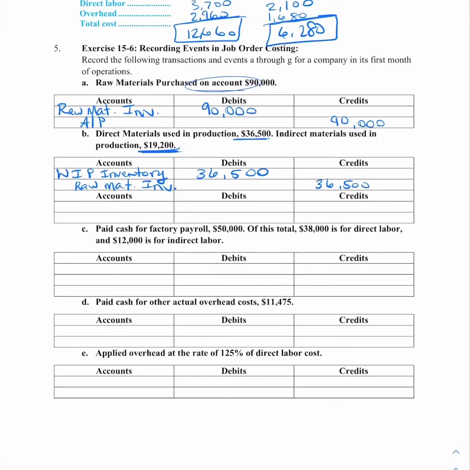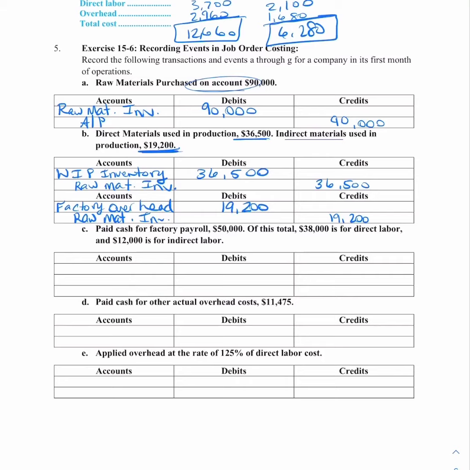Now the second piece is a little bit different. In this case, we have indirect materials, which are part of factory overhead. Unlike what we've seen with factory overhead up until this point, though, this is not an application. This is actual indirect materials used. So instead of crediting factory overhead, we're actually going to debit factory overhead. So we'll debit factory overhead for $19,200, and we will credit raw materials inventory for $19,200. And so that wraps up letter B.